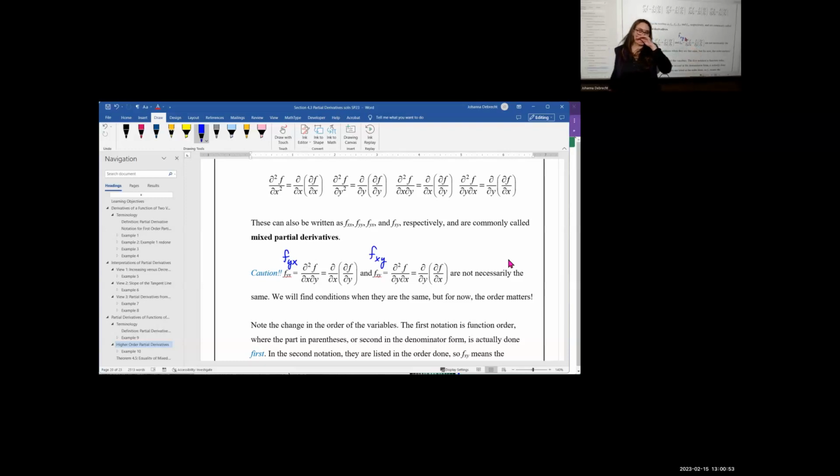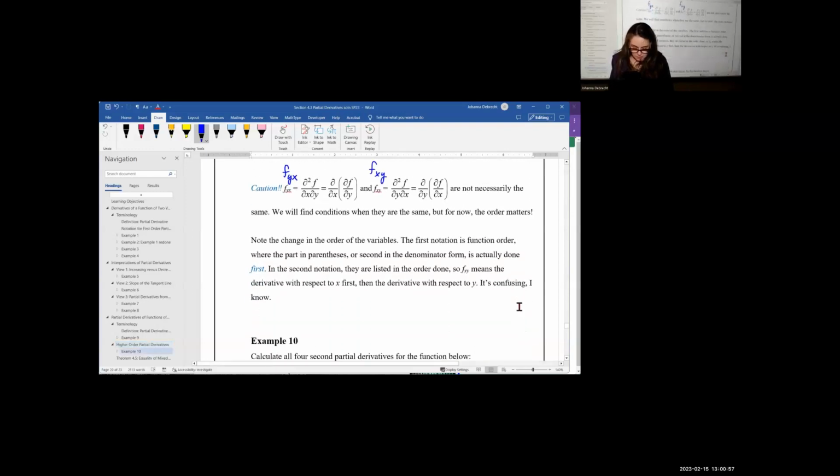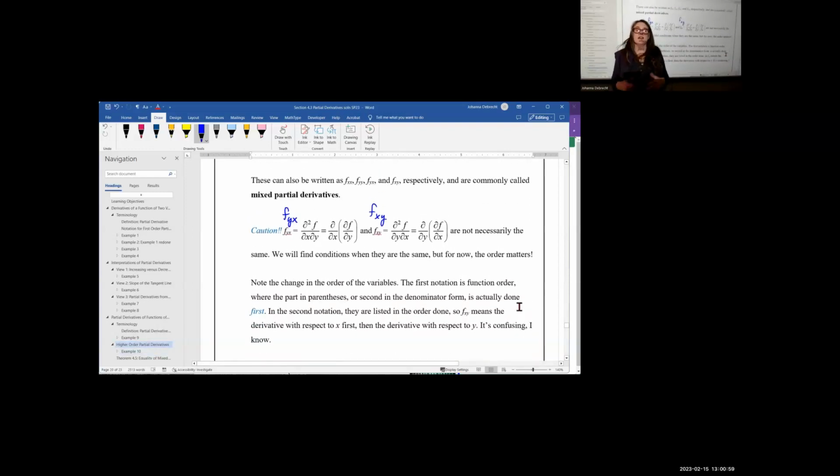Now, we're going to talk about when these turn out to be the same thing in just a minute. For us, most of the time, they are going to be the same thing. It has to do with continuity. If both the partial with respect to yx and the partial with respect to xy are continuous functions, then they turn out to be identical. They're actually equal to each other. It's called Clairaut's theorem. And it turns out that it depends on continuity.